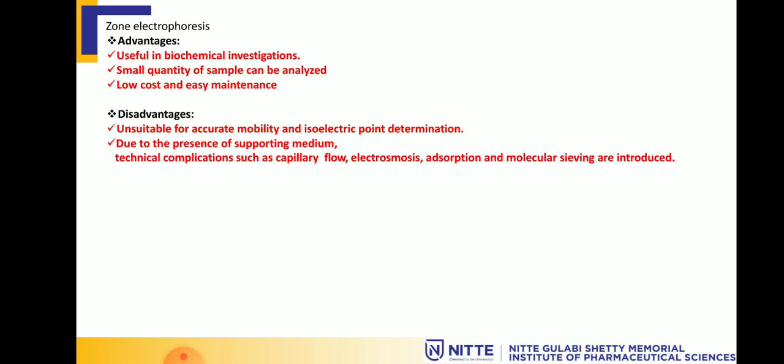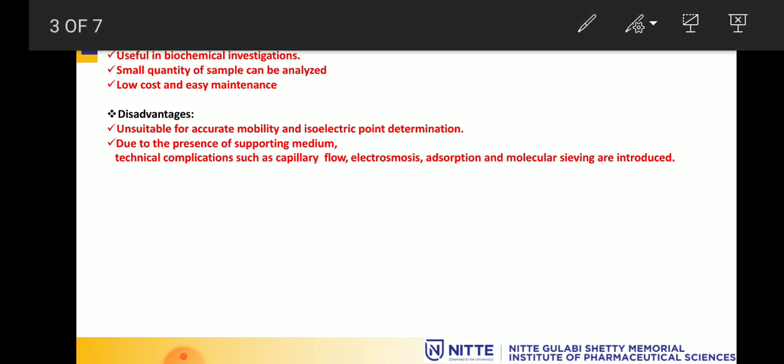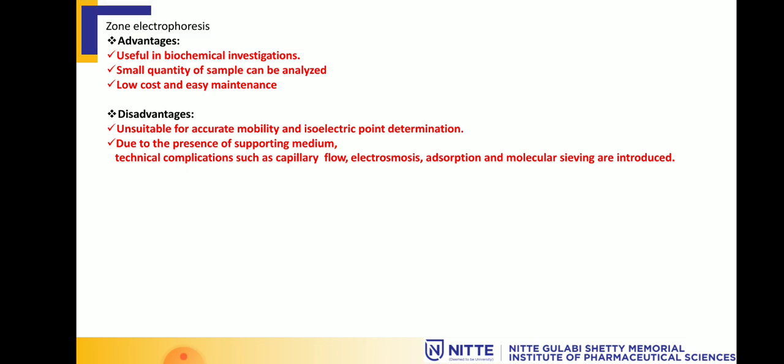And then we have talked about adsorption. Adsorption happens because of the paper. Your sample can get adsorbed on it, and the migration of the ions can be affected. It may lead to a particular effect, a particular term that I told you in the previous class. What was that?